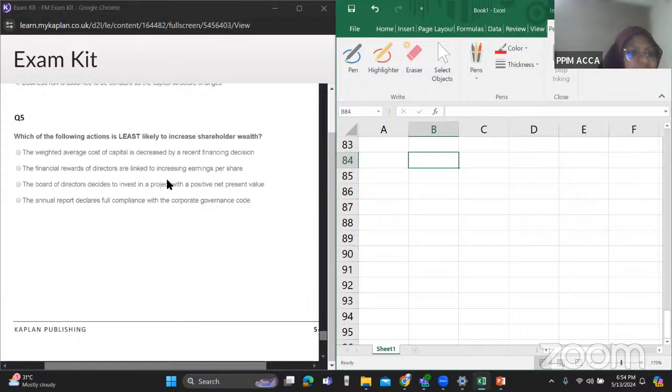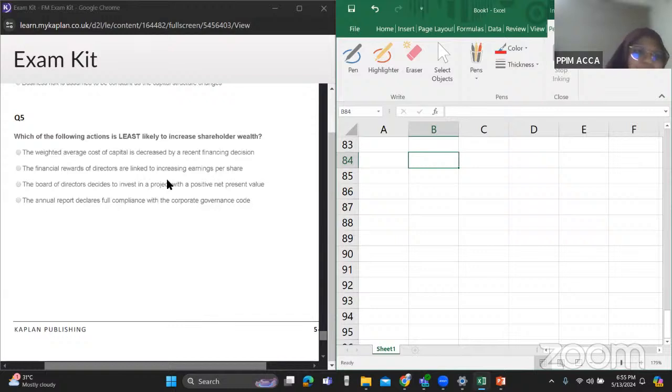The first one is saying the weighted average cost of capital is decreased by a recent financing decision. Now, if you reduce your weighted average cost of capital, that's like your interest. Just think of it like an interest rate. Okay. So if that has reduced, that means that will actually boost your profits. Okay. It will boost your cash flows because an expense is reducing. So in the long run, that will result in an increase in shareholder wealth. Because for example, meaning the amount of interest that you're paying to the bank is reduced for some reason.